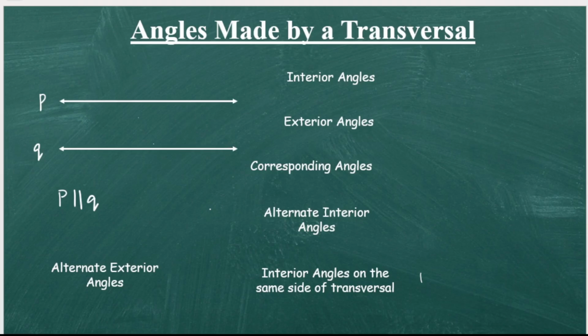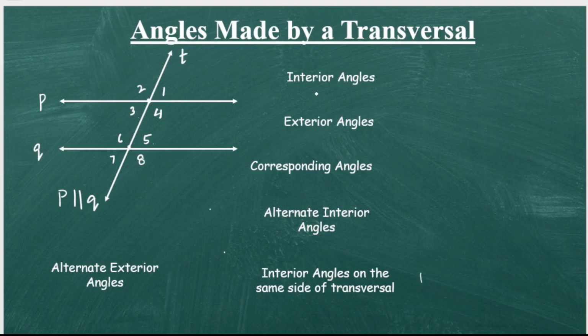These two parallel lines are intersected by a third line, and this third line is called a transversal. We will denote this transversal by T. When this transversal intersects P and Q at different points, a total of 8 angles are formed. Angle 1, angle 2, angle 3, angle 4, angle 5, angle 6, angle 7, and angle 8. All these angles have been given special names, so let's study them.